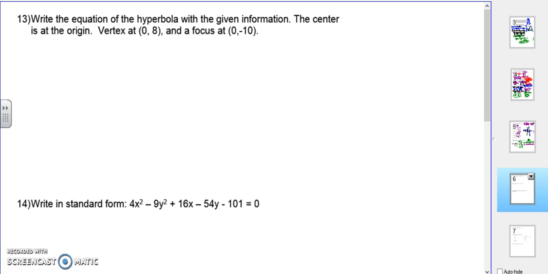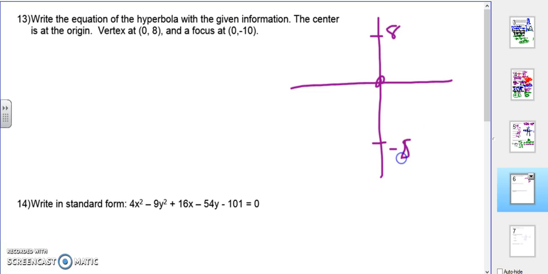All right, let's take a look at number 13. Write an equation of a hyperbola. The center is at the origin. All right, so we're going to draw a little picture. There we go. Vertex is at 0, 8. That means my other vertex is at negative 8, which means my hyperbola goes up and down. Focus is at 10 and negative 10.